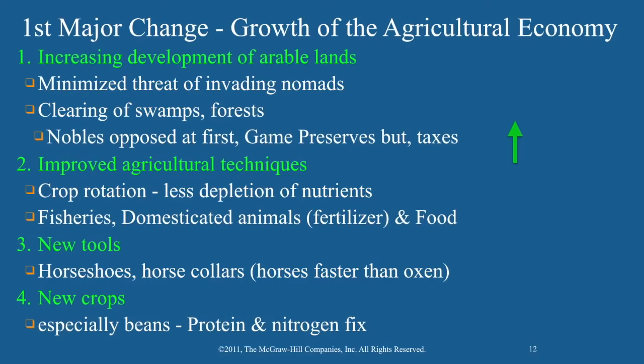The first major change is the growth of agricultural economy. Increasing development of arable lands. Now, arable lands are lands that are good for farming. Number one, it minimized the threat of invading nomads. As you're able to have land that needs to be defended and land that's able to be used for farming, peasants and other people that are living on the land are able to see that there are people coming. They're able to defend the land if necessary until the nobles can show up with their knights.